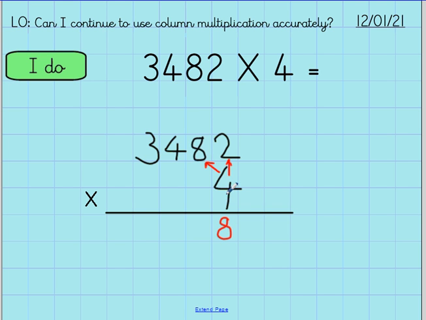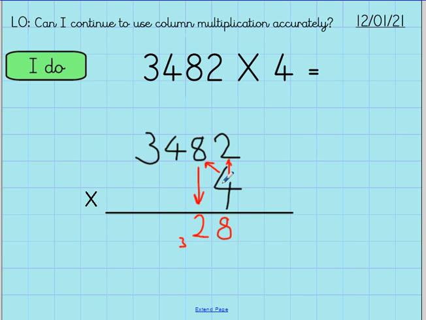Okay, if we're not sure, if we can't come to it straight away, can we count on? So can we be thinking about our 8 times table? Okay, 8, 16, 24, 32. Okay, so we can work through. Now the answer to that one, remember, goes in the same column. Okay, so we're looking at 4 times 8 being 32, so we're going to put in the 2 here, and we're going to carry across 3.